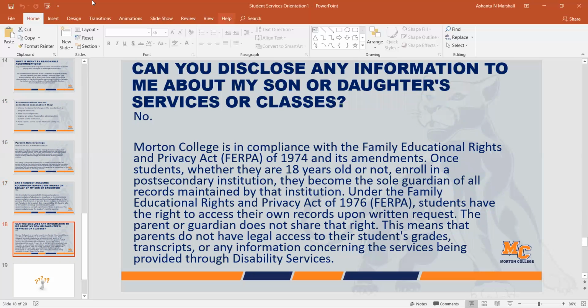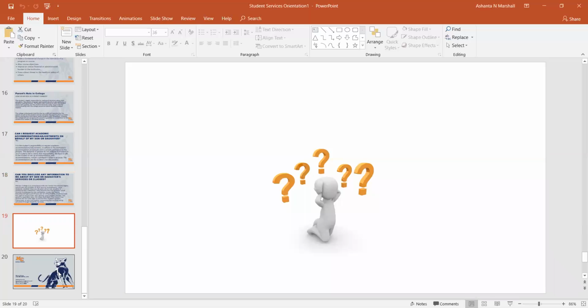And then the last question that I get a lot from parents is, can I disclose information? Can you disclose any information to me about my son or daughter's services or classes? And the answer is simply no. We follow FERPA's guidelines, and that prohibits us from giving any information to the parents or guardians without the student's permission. About disability services, about their grades or anything like that, there is paperwork that you can fill out with the admissions office if that is something that the son or daughter wants to do, but we cannot freely give away that information.